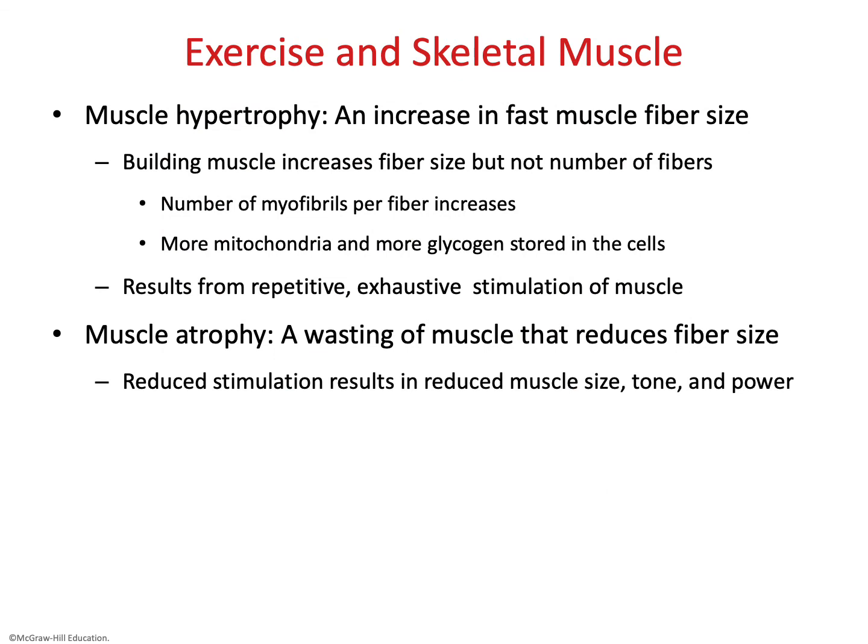Does exercise change skeletal muscle fiber size? Muscle hypertrophy has to do with an increase in muscle fiber size, and muscle atrophy is a wasting of muscle that reduces fiber size. We all know that working out at the gym builds muscle, and that means you're increasing the size of the fibers, but not the number of the fibers. Muscle atrophy, if you don't work out at the gym, the reduced stimulation results in reduced muscle size, tone, and power.